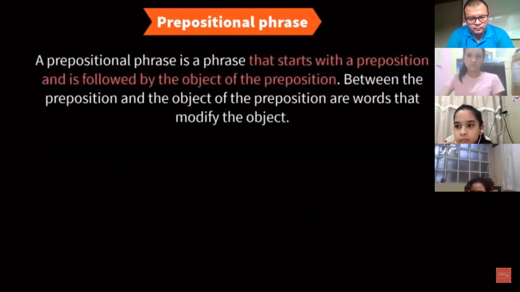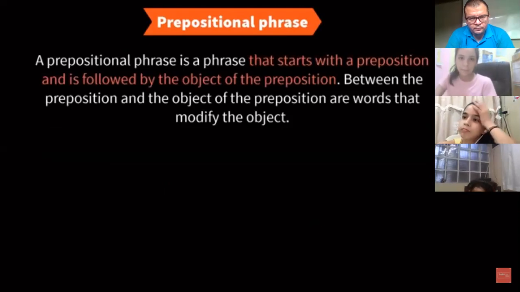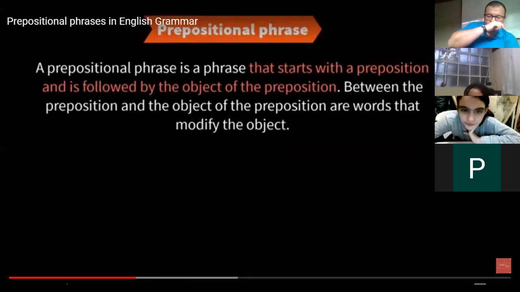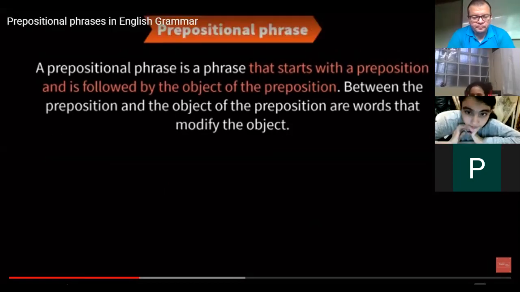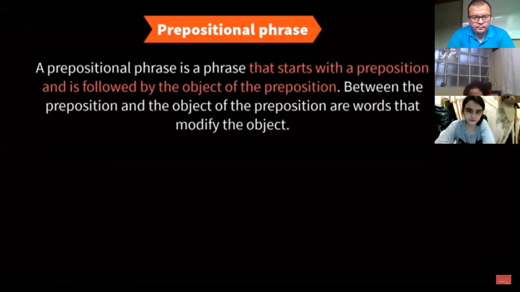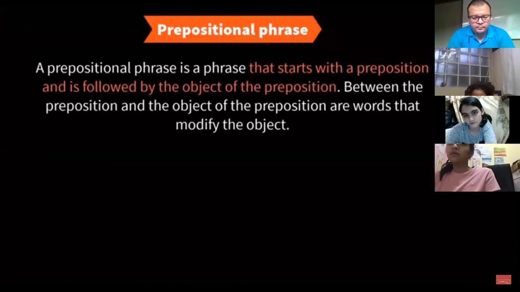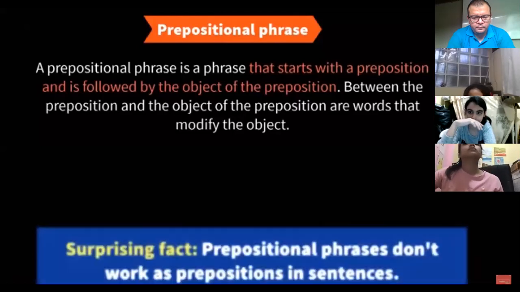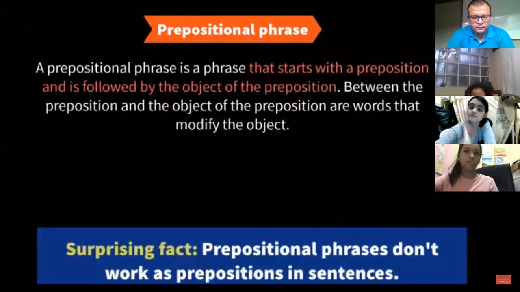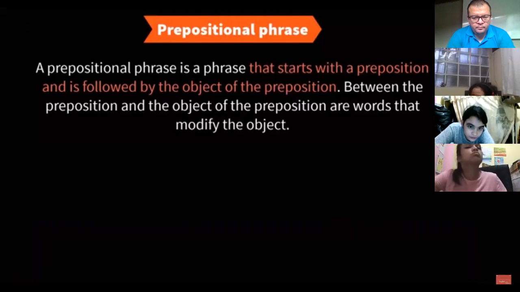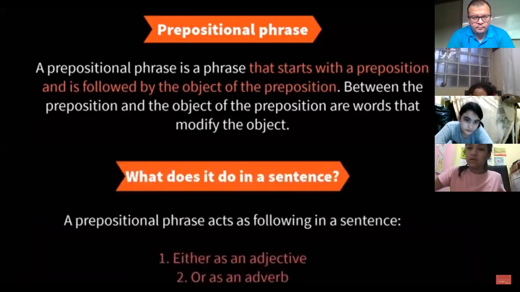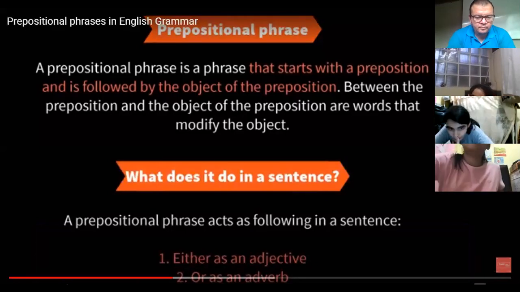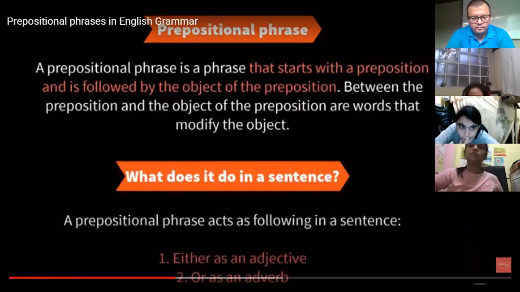So guys, a prepositional phrase is a phrase that starts with a preposition and is followed by the object of the preposition. And between the preposition and the object of the preposition are words that modify the object of the preposition. And the reason why it's interesting is that though it is a prepositional phrase, it does not work as a preposition in a sentence. Then what does it work as? It works either as an adjective in a sentence or an adverb.